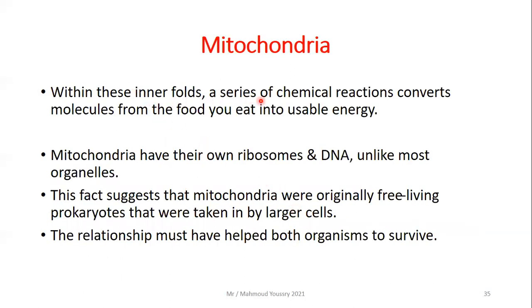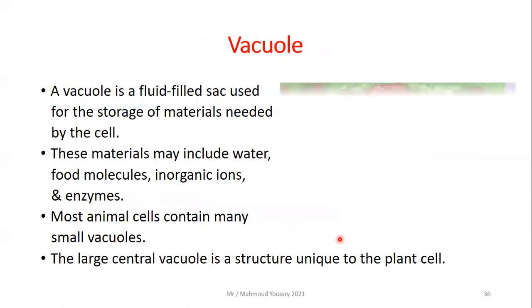Within these inner folds, a series of chemical reactions convert molecules from the food you eat into usable energy. Mitochondria have their own ribosomes and DNA, unlike most organelles. This fact suggests that the mitochondria were originally free-living prokaryotes that were taken in by larger cells. The relationship must have helped both organisms in order to survive.